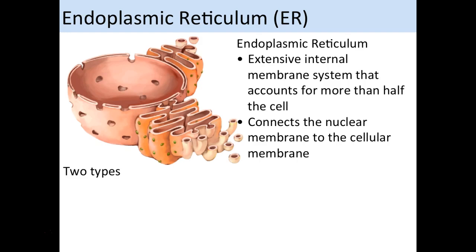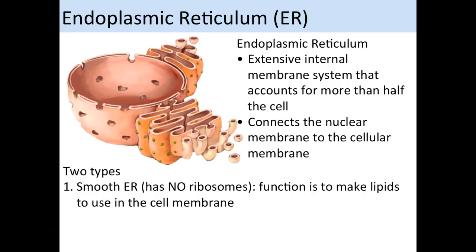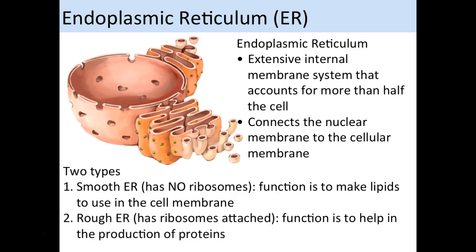There are two types of endoplasmic reticulum. The smooth endoplasmic reticulum has no ribosomes attached to it, and it functions to make lipids that will be used in the cell membrane. The second is the rough endoplasmic reticulum. It has ribosomes attached to its membrane, and its function is to help in the production of proteins.